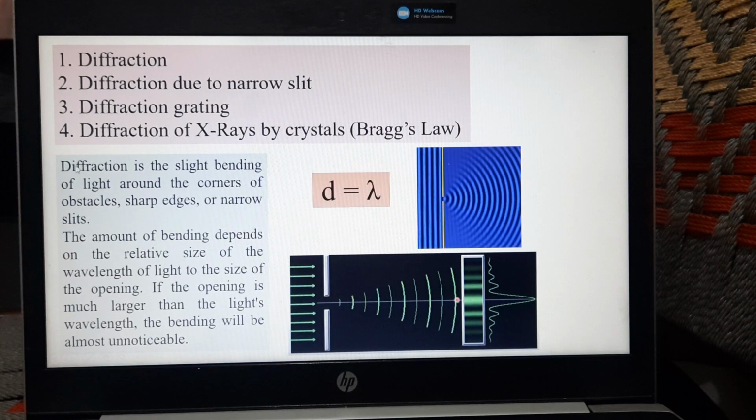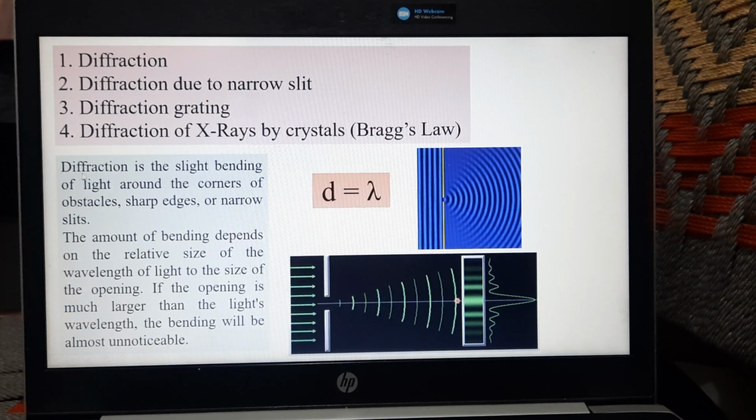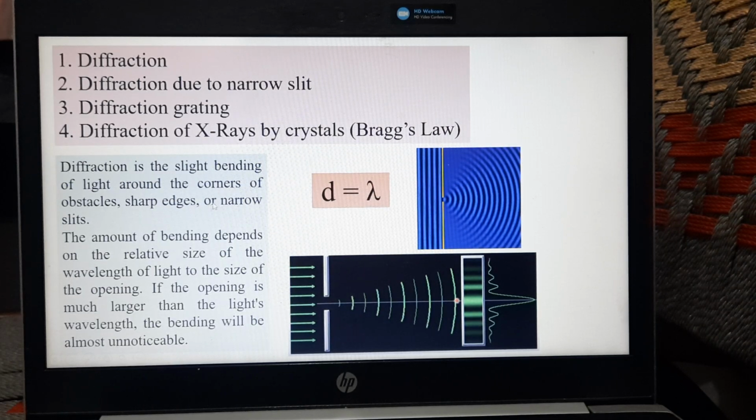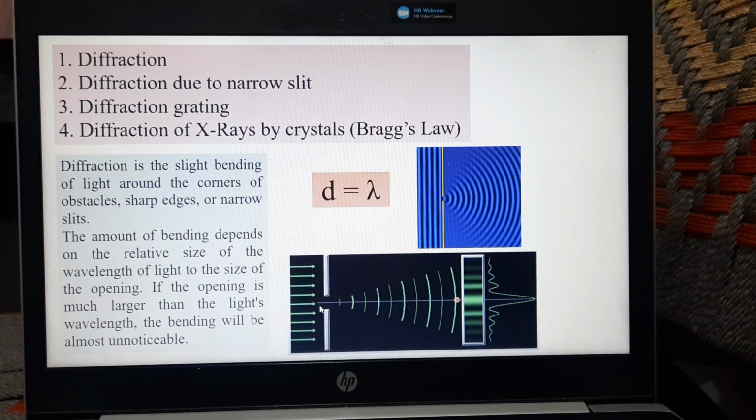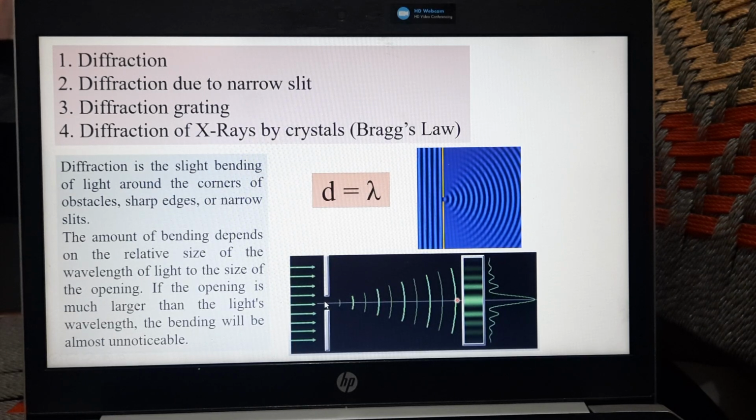So first, let me explain diffraction. The definition of diffraction is the slight bending of light around the corners of obstacles, sharp edges, or narrow slits. Look here, these are the light waves. This is the slit across which the light waves are bent, and they are passed across to the next side. This process is basically known as diffraction.